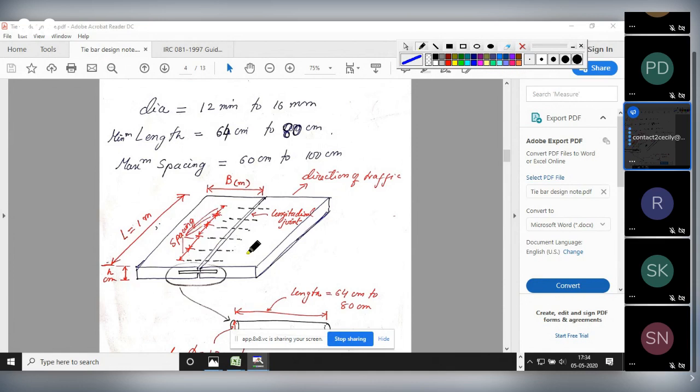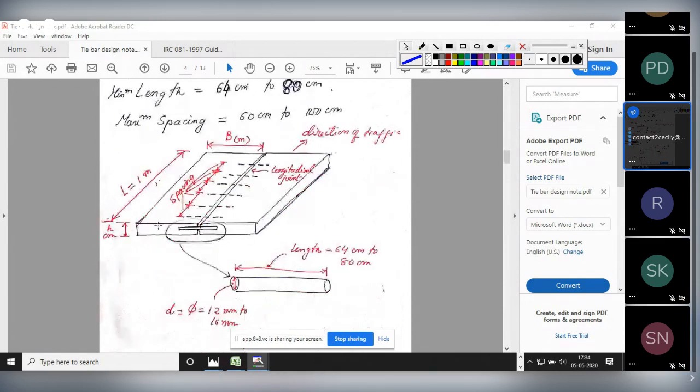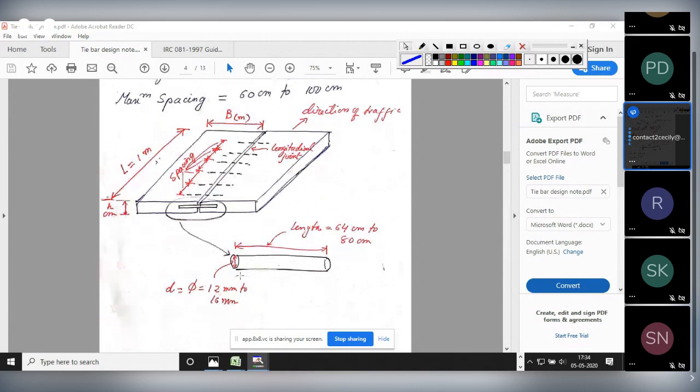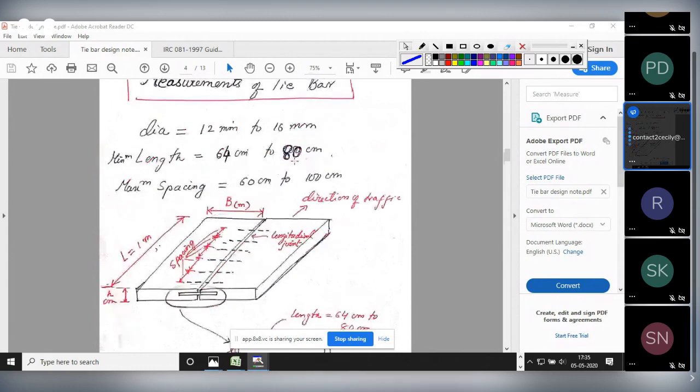Now if I enlarge this, it looks like this. As I said, diameter should be between 12 to 16, length should be between 64 to 80, and spacing should be between 60 to 100. These are the specifications. We must have all these in mind so that we can check whether the design parameters that we have calculated are within this range or not.